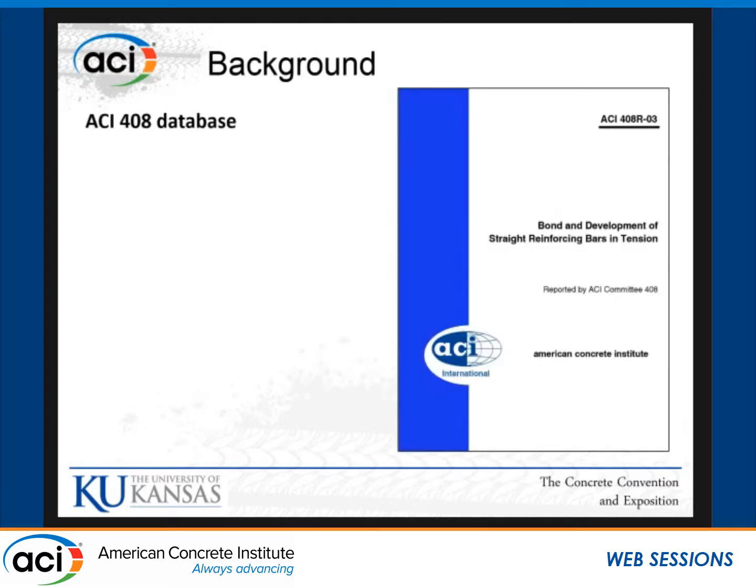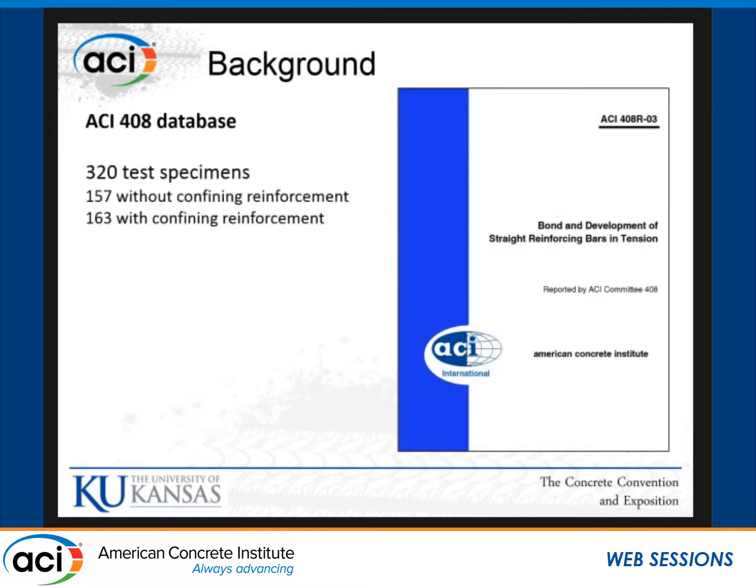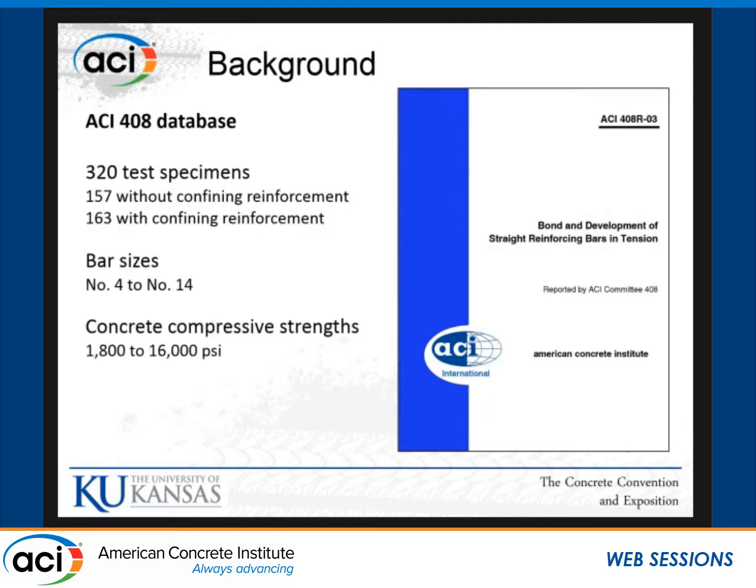The ACI 408 document for bond and development of straight reinforcing bar in tension proposed a design equation for straight bar development. This design equation was based on 320 test specimens with and without transverse reinforcement. These test specimens included bar sizes from number 4 to number 14, with concrete compressive strength ranging from 1800 to 16,000 psi, and bar stresses at failure ranging from about 28 to 118 ksi.